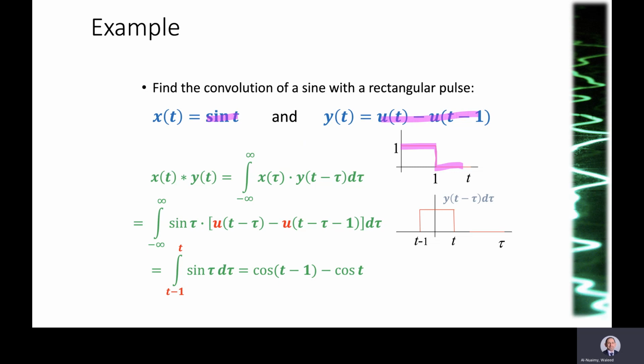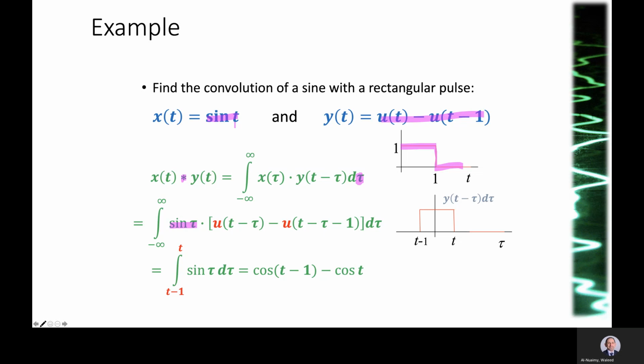So first we start with the convolution integral. This is the definition. It's the integral from minus infinity to infinity of x of tau multiplied by y of t minus tau d tau. Remember, it's always d tau, never dt. It's always another variable other than t. So x is as it is. We don't change that at all. The only thing we change is the variable. Instead of t, we use tau.